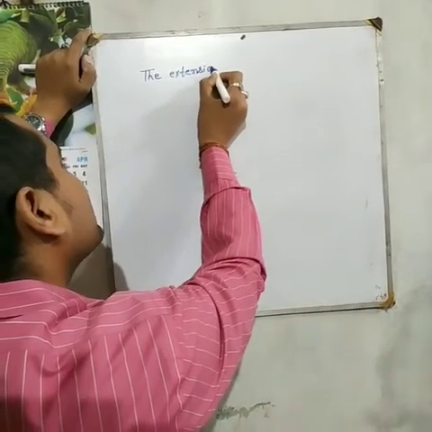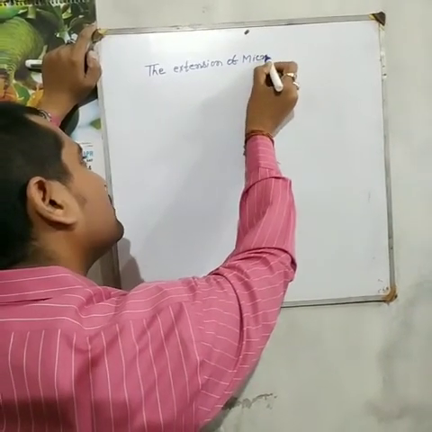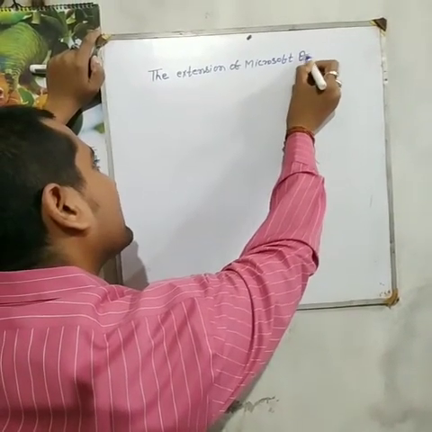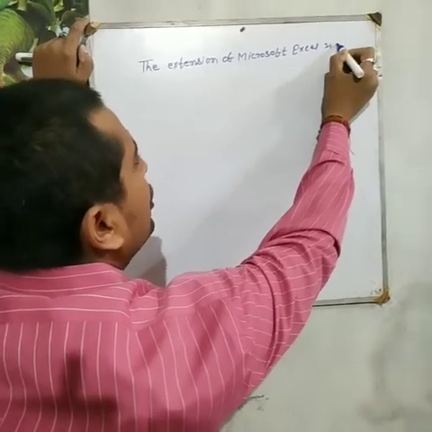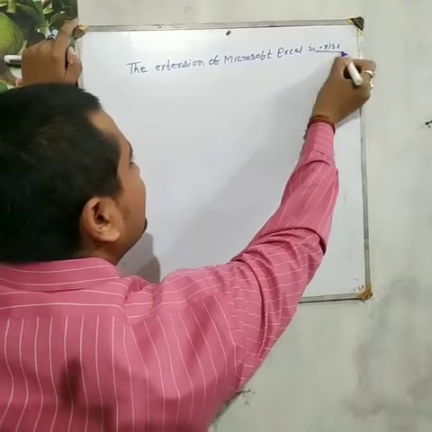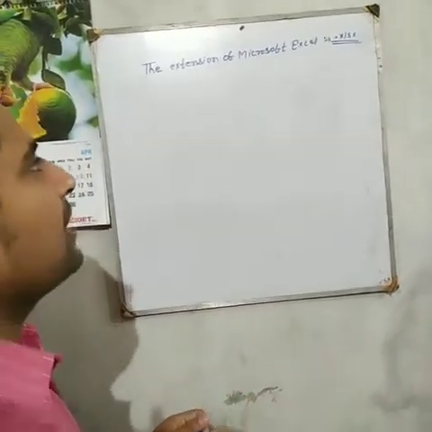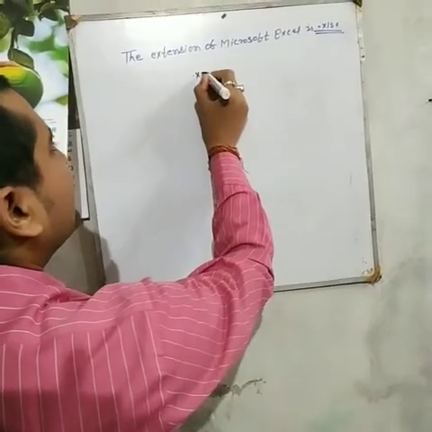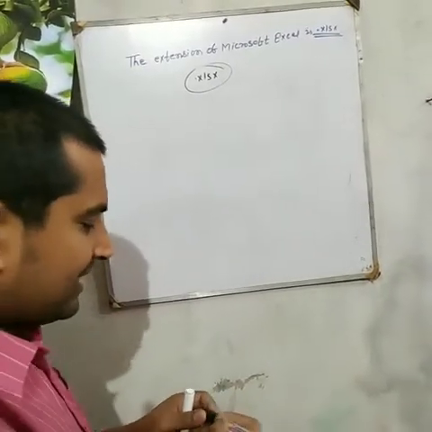The extension of Microsoft Excel is .xlsx. That is the extension of Microsoft Excel 2010. .xlsx. That is the extension.